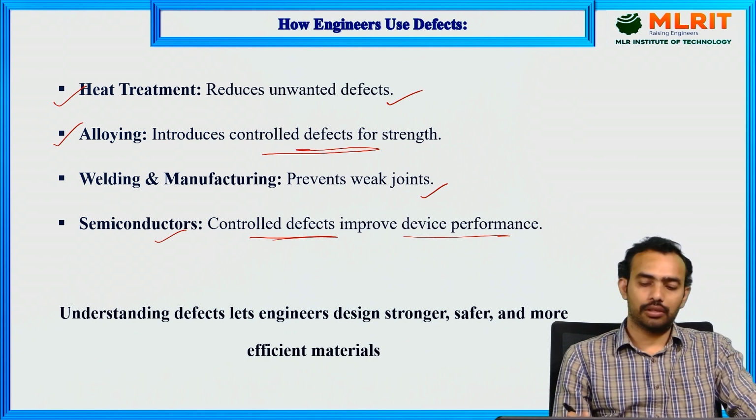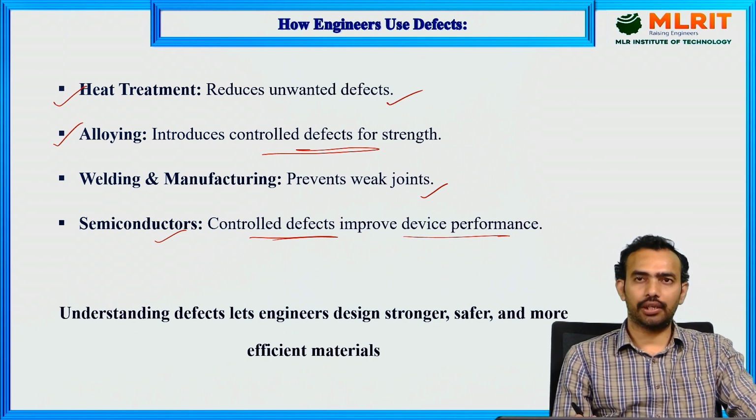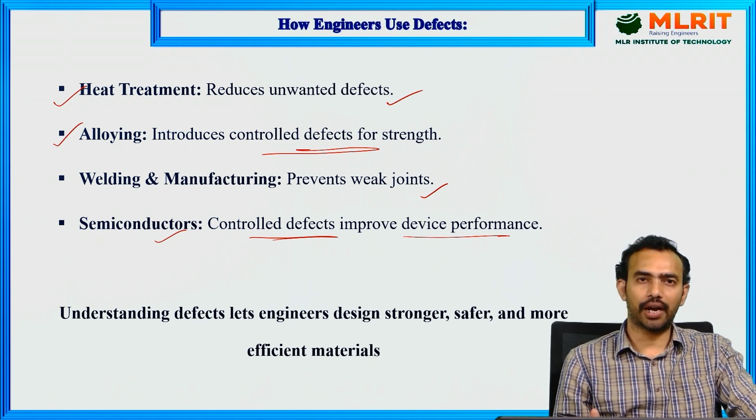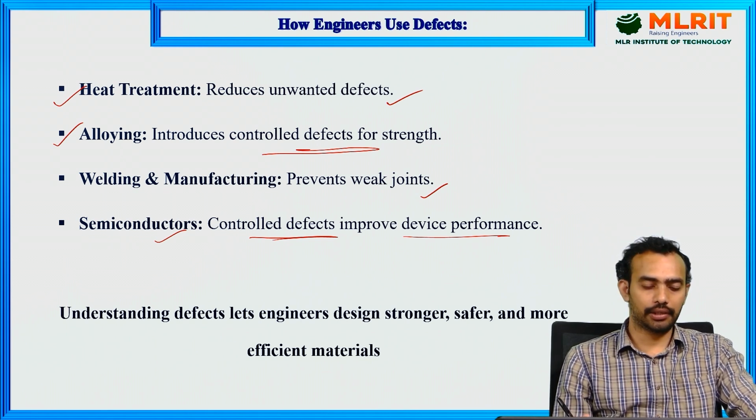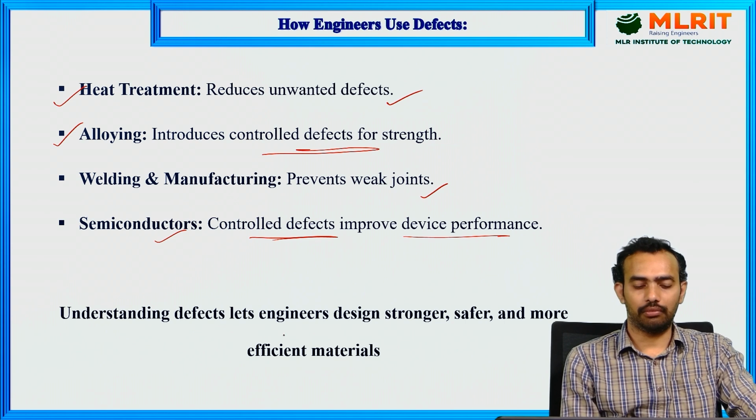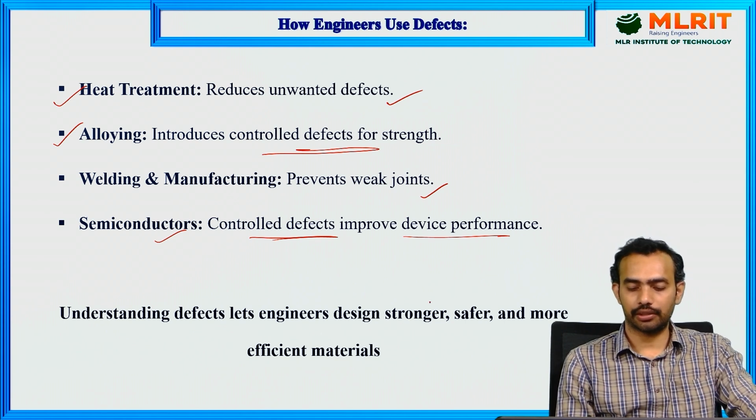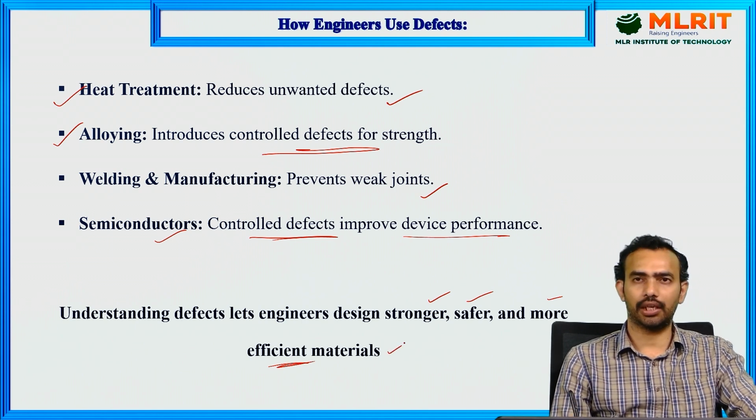These defects are intentionally or unintentionally identified in the material. Intentionally we do add additional atoms into the material for better performance of the materials. Understanding the defects lets engineers design stronger, safer and more efficient materials. So understanding about these defects is very, very important.